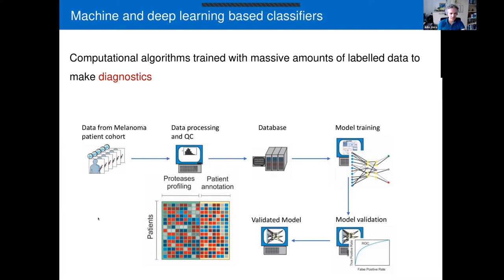So here, the idea essentially is represented in this figure. We collect samples from a large cohort of patients. We profile the samples. We generate a database with this data, and then this data is used to train computational models. Once the model is trained, it's validated with additional data. And once validated, it could be used to make, for example, diagnostics of patients. And the data we use here is represented by this array. So for a number of patients, we have the molecular profiling or the imaging profiling of the tumor together with the clinical annotation.